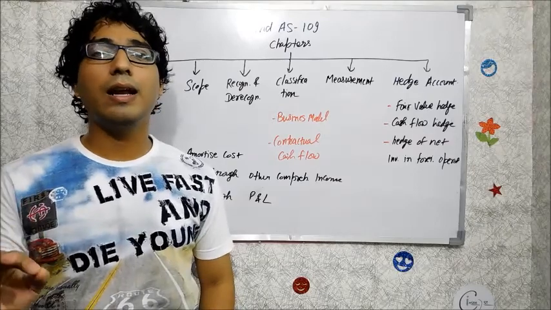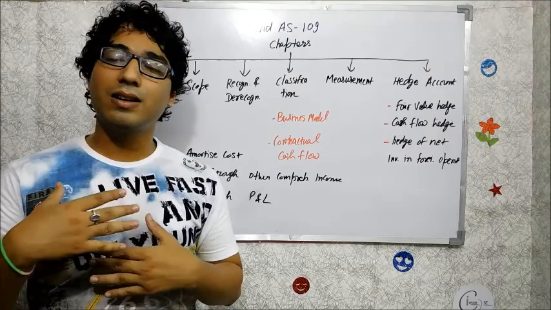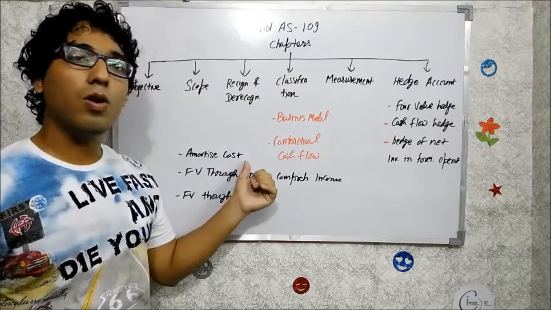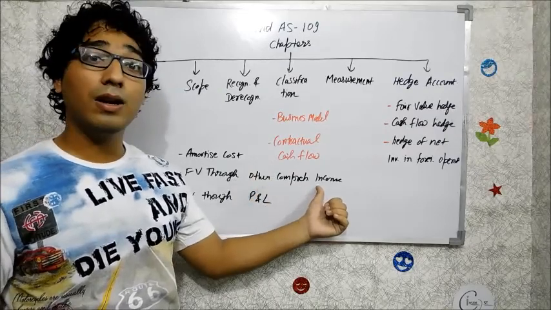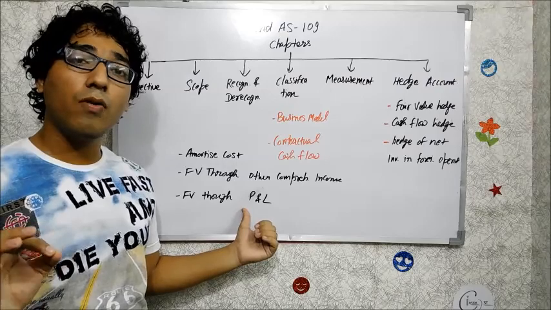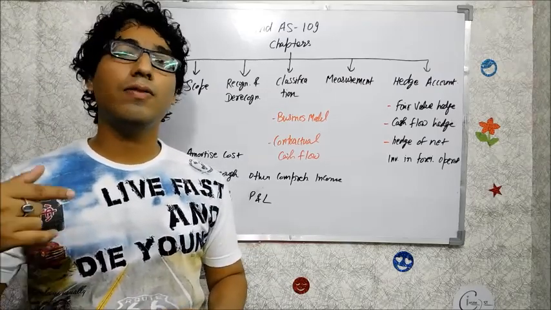Initially it will be measured at the fair value, and you have to add or subtract the transaction cost in case the classification is amortized cost or fair value through other comprehensive income. In case the classification is fair value through profit and loss account, then transaction cost would not be added or subtracted from that fair value.